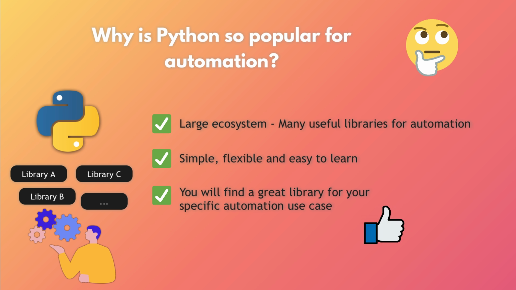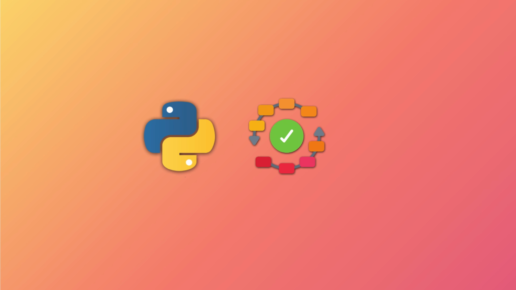And if it doesn't exist yet, probably someone will create it very soon. Whereas for other programming languages, you won't be able to find a library for every automation task, or the library won't be as powerful or user-friendly as the Python library. So because of that, Python just ended up being the language when it comes to automation.